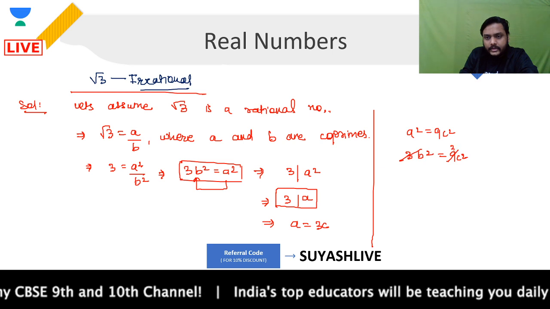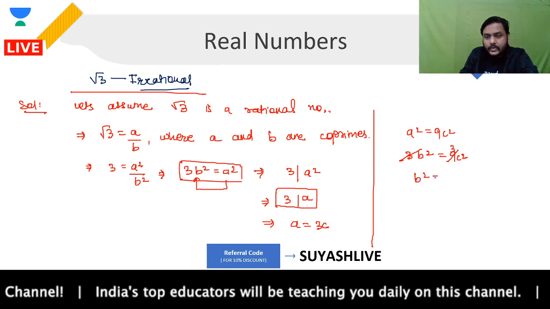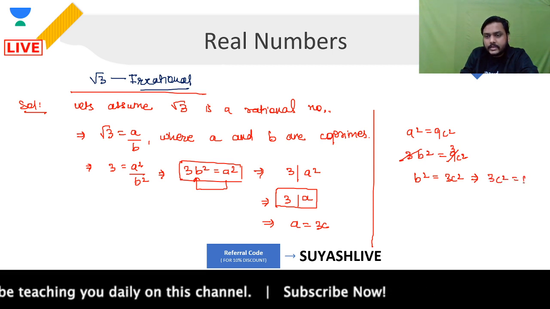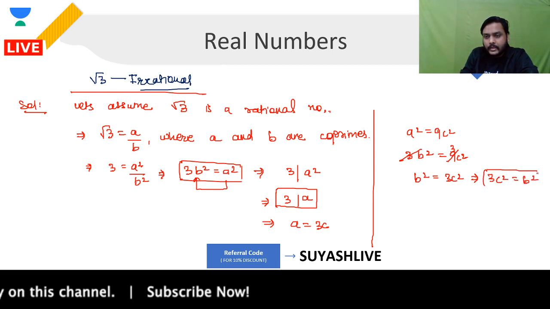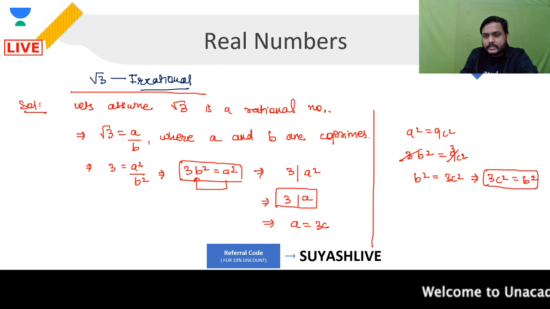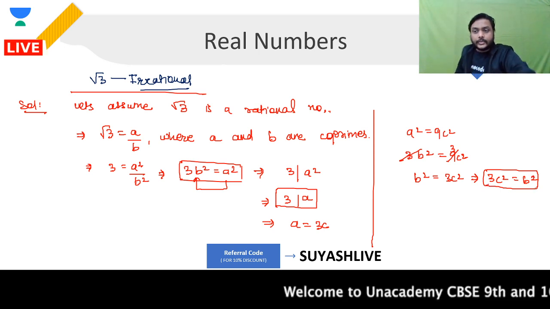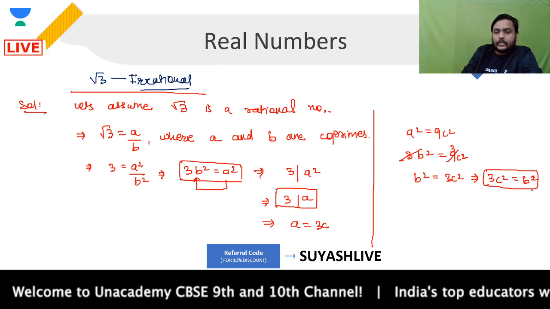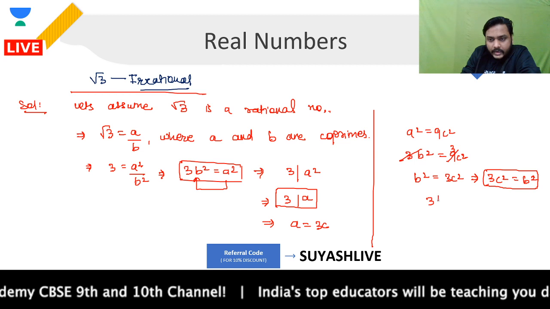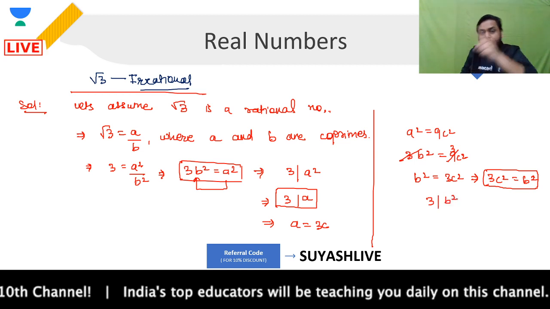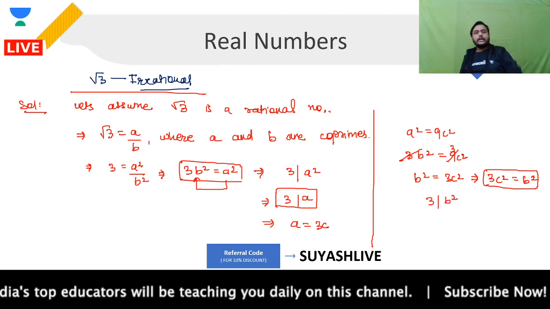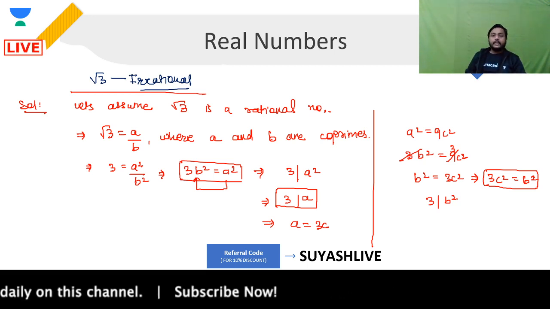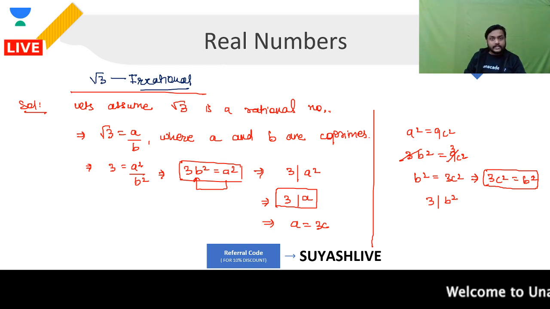This 3 is gone, and you will be having B square is equal to 3C square, or you can say 3C square is equal to B square. Guys, because 3C square is equal to B square, what does it mean? It clearly means that 3 divides B square, because 3 into C square is equal to B square, which means 3 and C square are both factors of B square, that is, 3 divides B square. Again the same story.